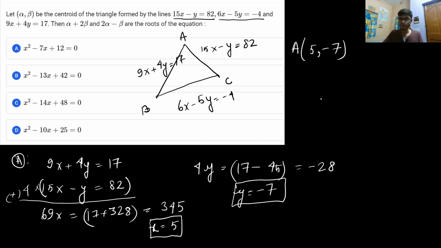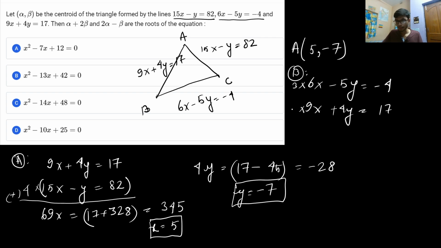In a similar fashion, let us solve for point B. It will become 6x minus 5y is equal to minus 4 and 9x plus 4y is equal to 17. So let us multiply the first equation by 3 and the second equation by 2.